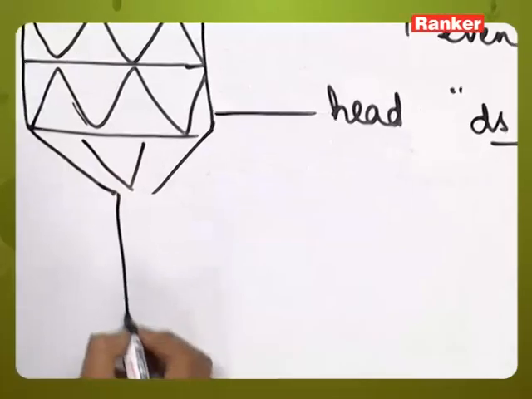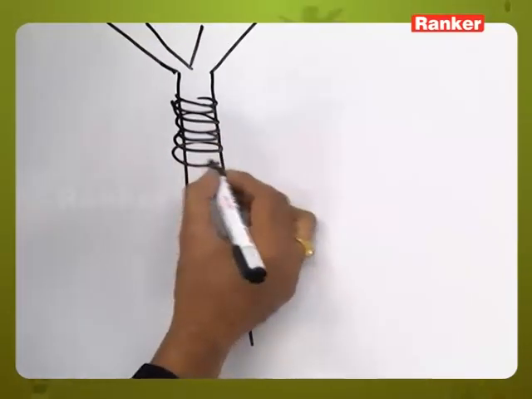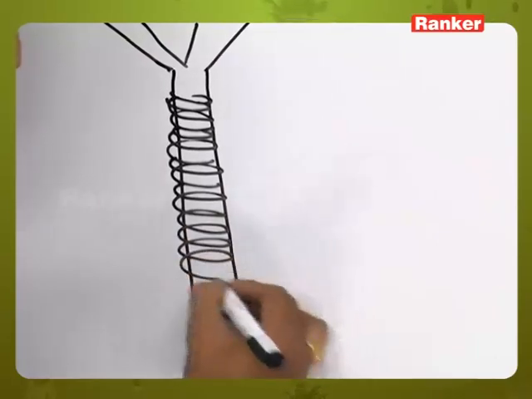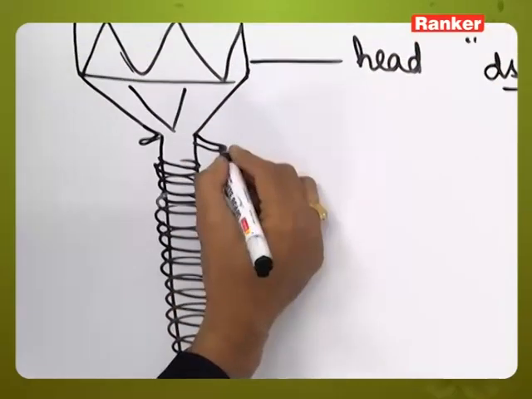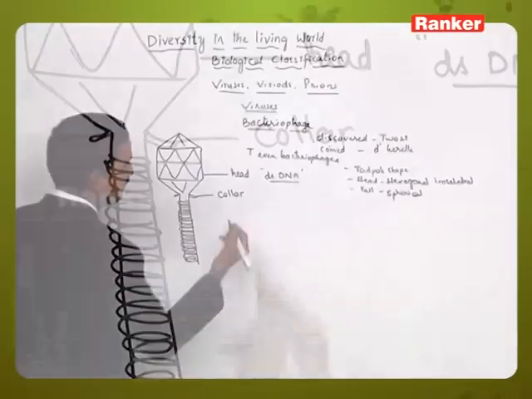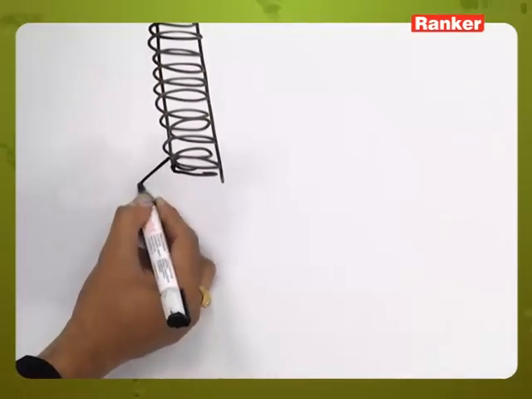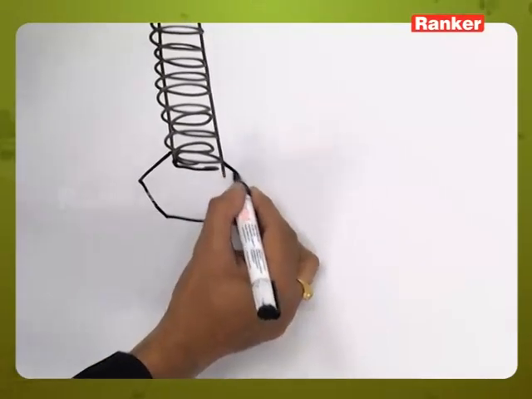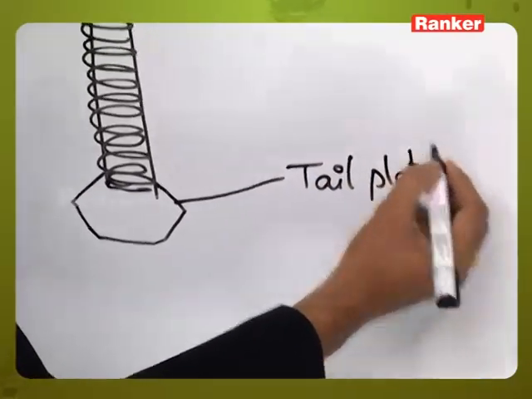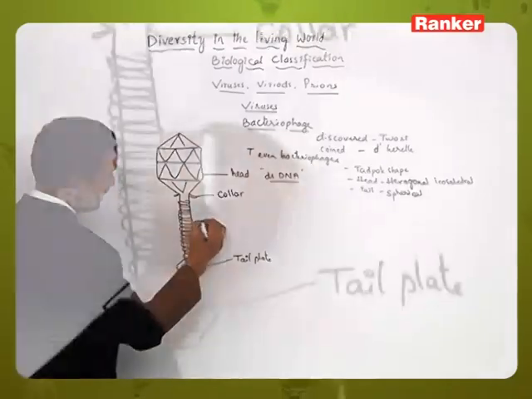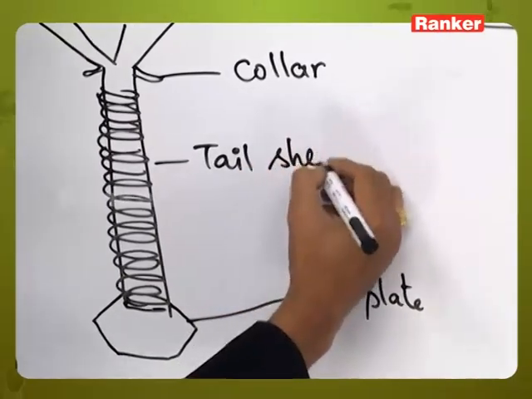Below this we can see a thin and elongated structure. This is called the tail. The tail has a spherical organization, and in between the tail and the head region a collar is present. The function of this collar is unknown, and at the base of this tail we can see one hexagonal plate. This is called the tail plate, and the tail is surrounded by a capsomer structure called the tail sheath.